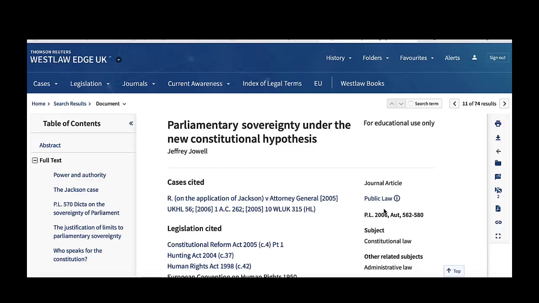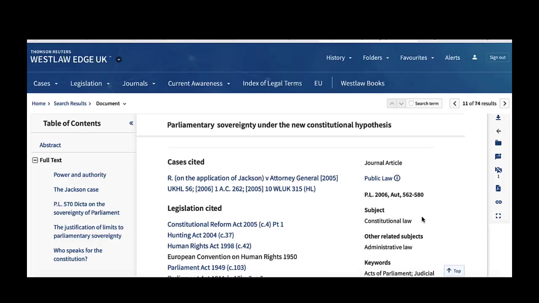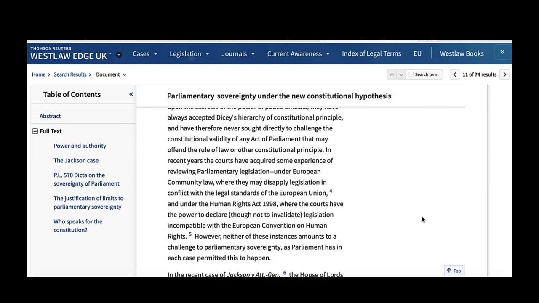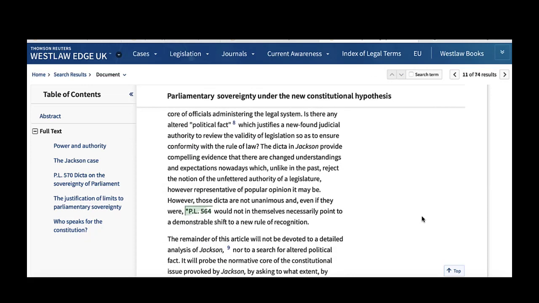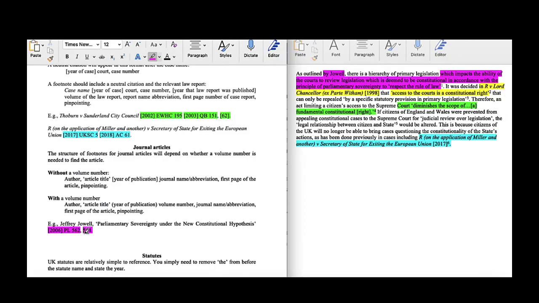Using the information available on WestLaw, it is evident that this article was published in 2006 in the Public Law Journal, which is abbreviated to PL, with the report starting on page 562. This forms the basic OSCOLA reference, but as a specific quote was used, this must be located and pinpointed. The quote used in this paragraph is from page 564 of the article, which should be added to the end of the OSCOLA reference.